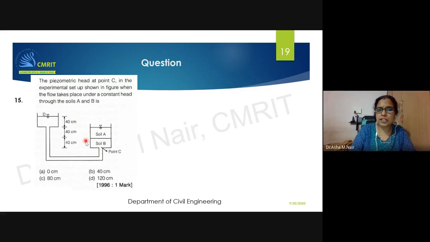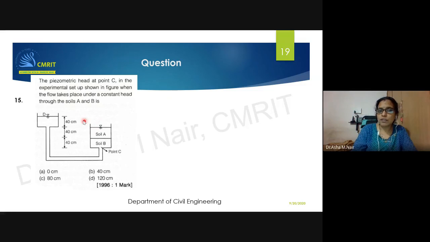Also, you are assuming that the flow is taking place, so water will be flowing from the upper head to the lower head. If you remember how you did the permeability problem itself, you make the water flow from the permeameter, that is from the tank, and you note down the head. This head available here will cause the flow of water up, right? So what is the head that will be available here? It will be 40 plus 40 plus 40, which is 120. Please note it's not 140 or 40 or anything.